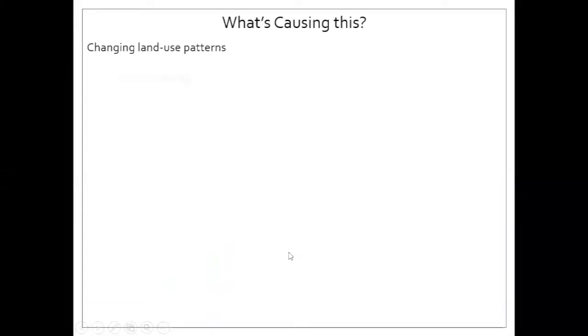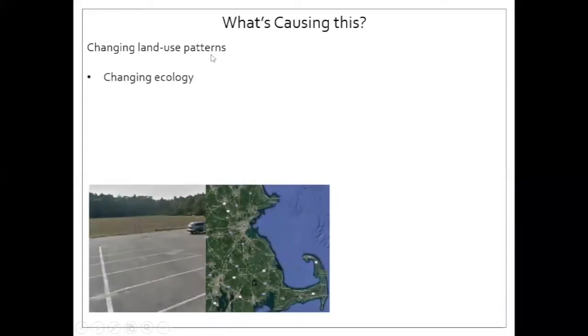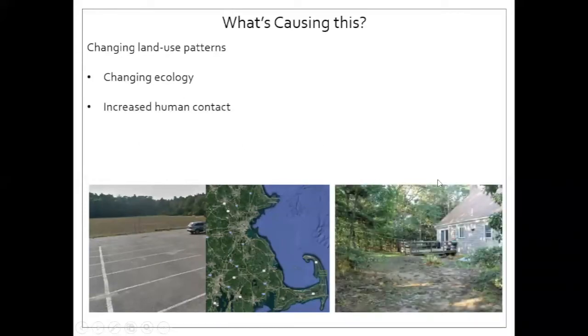We also think that changing land use patterns might play a role, so changing the ecology around us, or increased human contact. So as we build our houses up into these nice suburban habitats, are we coming into contact with more mosquitoes by doing so?